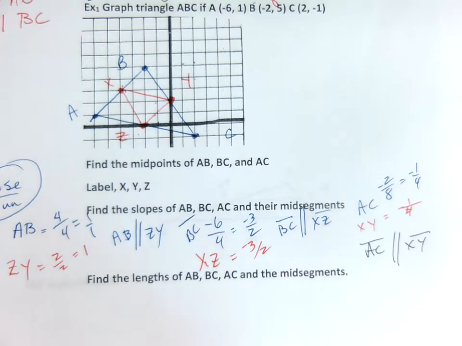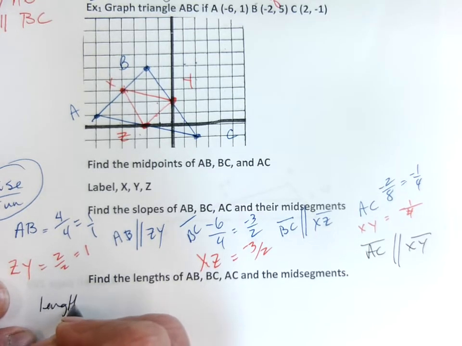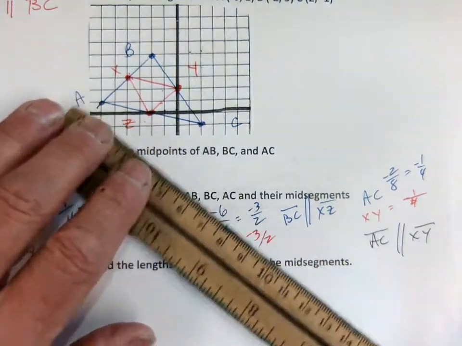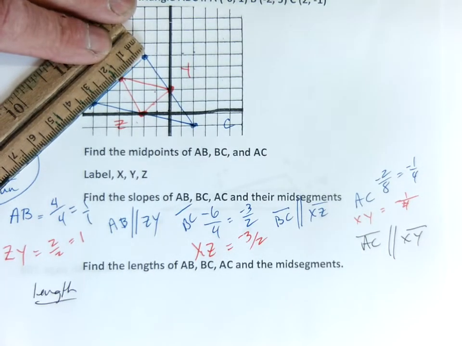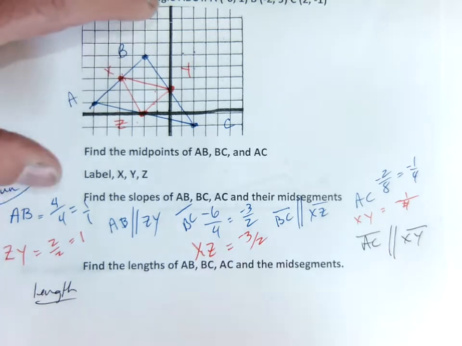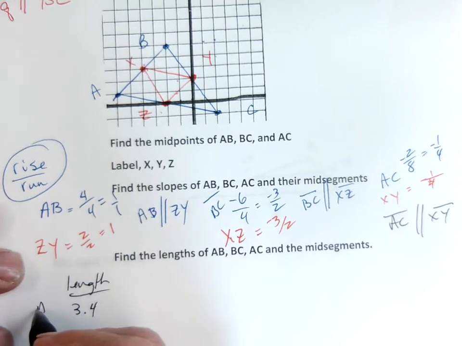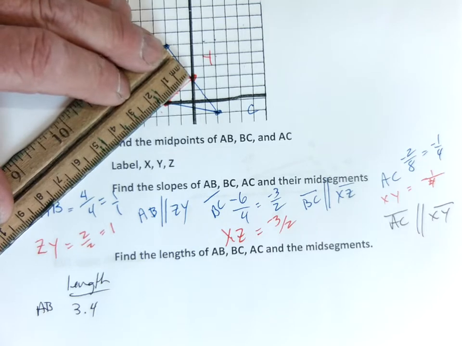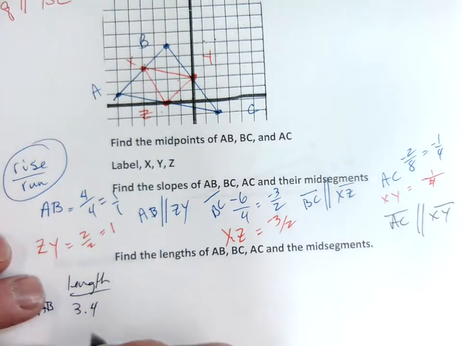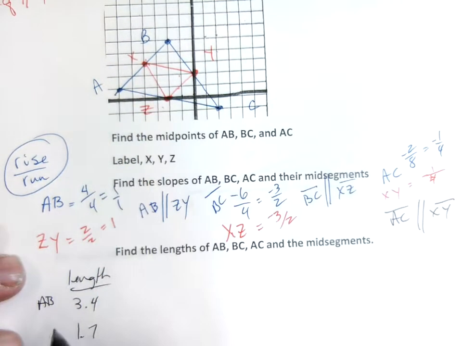Well, we should be able to actually measure. I'm going to use my ruler. I'm going to measure it. Okay, so AB, how long is AB? Well, in centimeters, I get about 3.4 for AB. I'm not going to do them all, but real quick, that means this should be half as much. This looks about 1.7, doesn't it? It's about 1.7. That is half, isn't it? That's XZ.